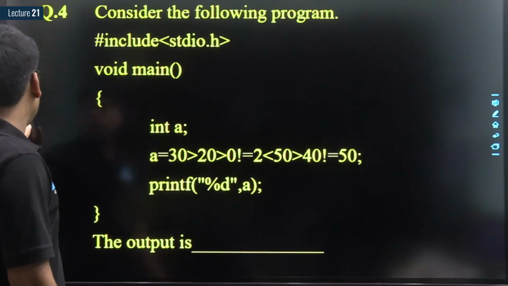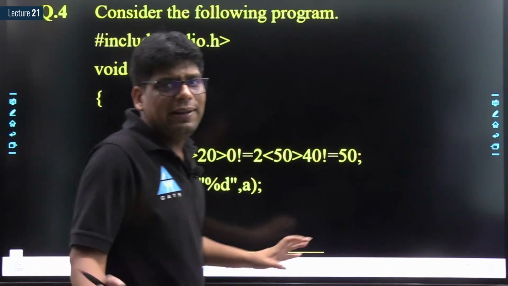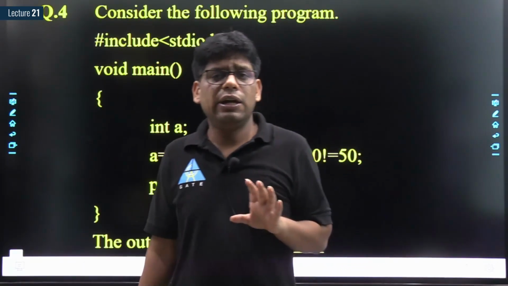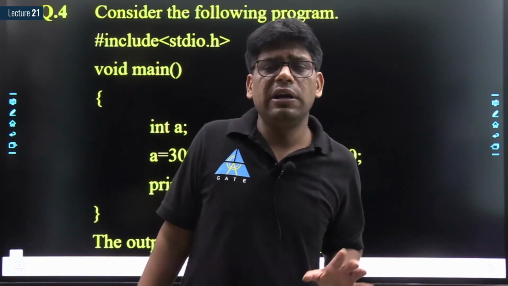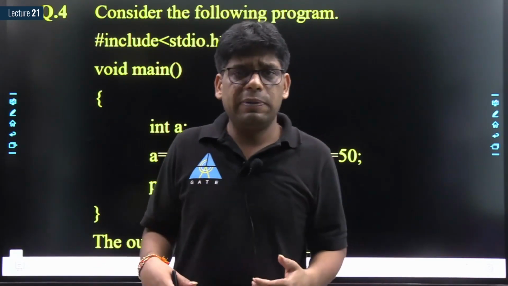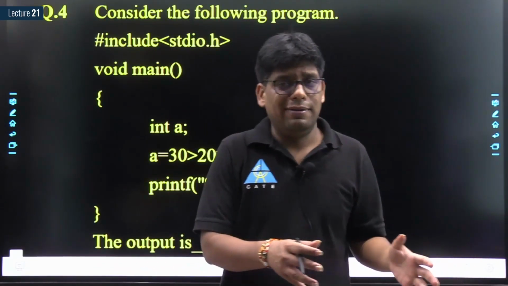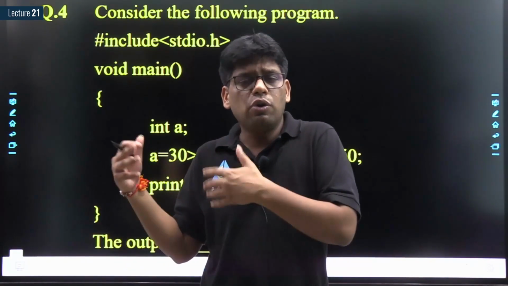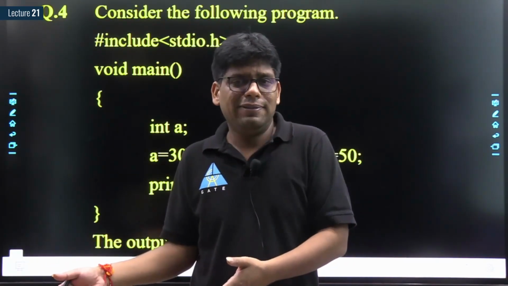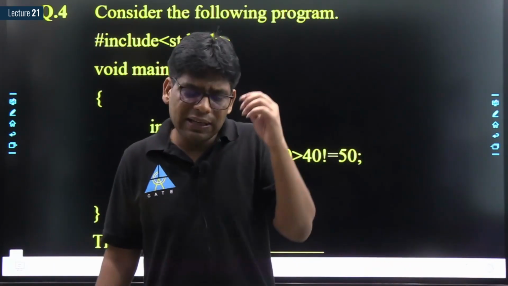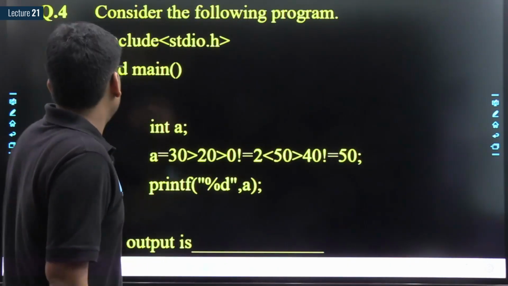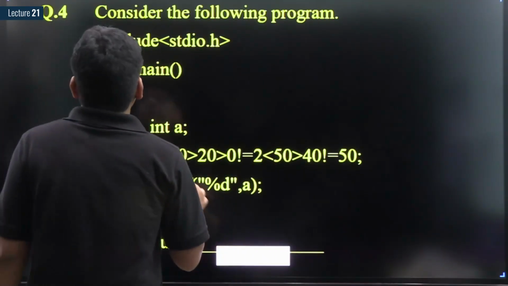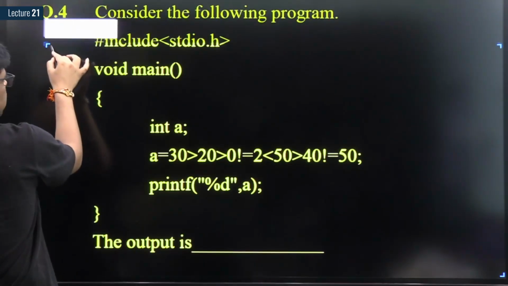Sir, it looks complicated. Don't worry. If you know priority and associativity, nothing is scary at all. Nothing is dangerous, nothing is difficult. Everything is easy. It is only our perception that this is easy, this is hard. When you practice a lot and know the concepts in depth, then nothing is difficult. Okay, sir, let me solve this. Again, it is asking what is the output of the following code.